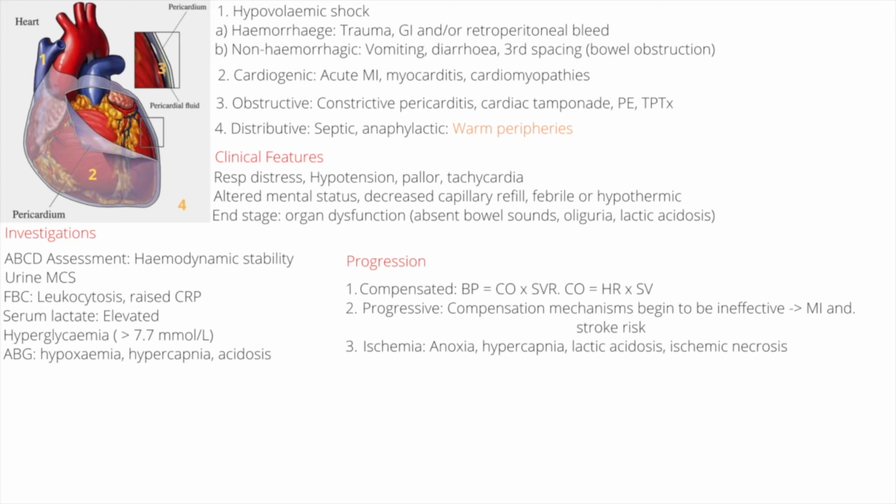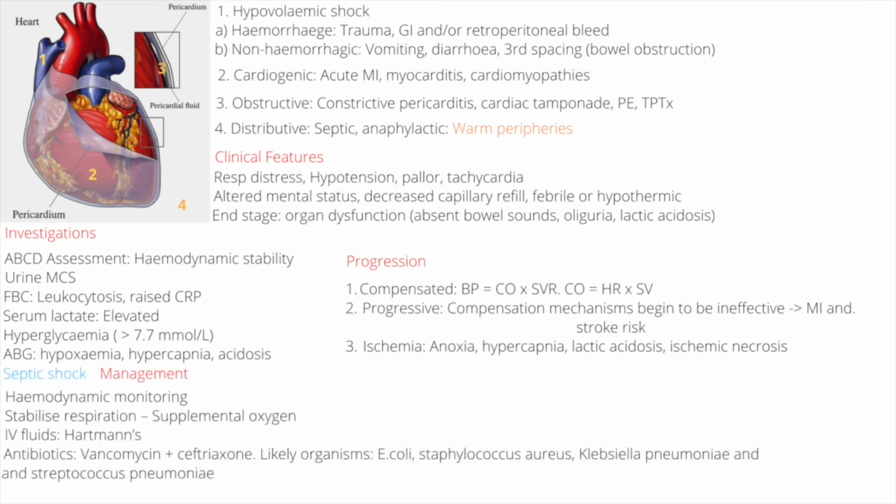Management has some general principles, but it's also important to address the underlying cause. So if you were to look at septic shock in particular, you must firstly ensure hemodynamic stability through hemodynamic monitoring, so checking your vitals. Supplemental oxygen should also be given to stabilize respiration. IV fluids given, e.g. Hartmann's, because this increases blood volume, which helps increase preload to increase cardiac output and blood pressure, if you remember our formulas from before.